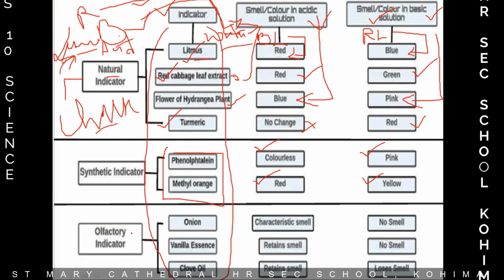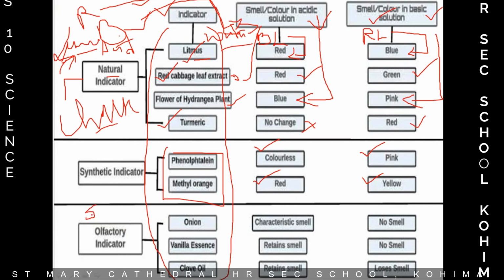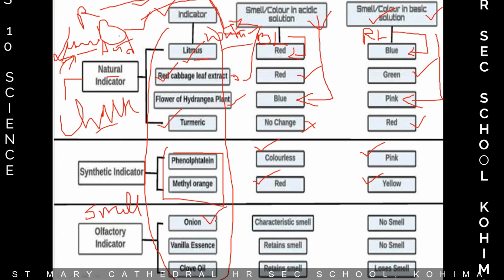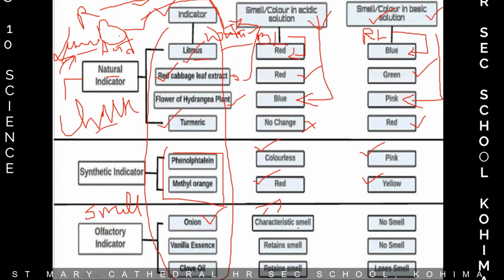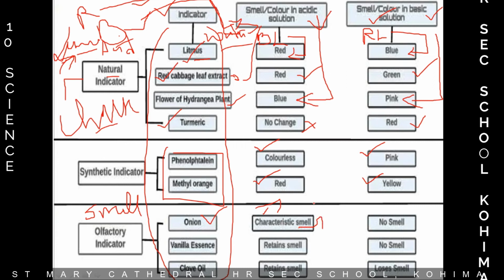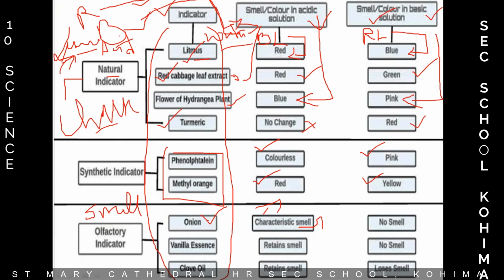Okay, now olfactory indicator. In olfactory indicator we say that it is related to the sense of smell, right? So take your onion, react it with acid, or your lemon. The characteristic smell will have some difference. Onions have a very strong smell. Once you react with lemon, what will happen?